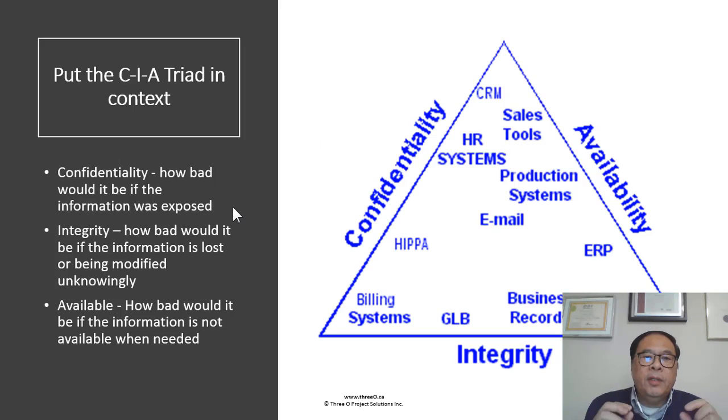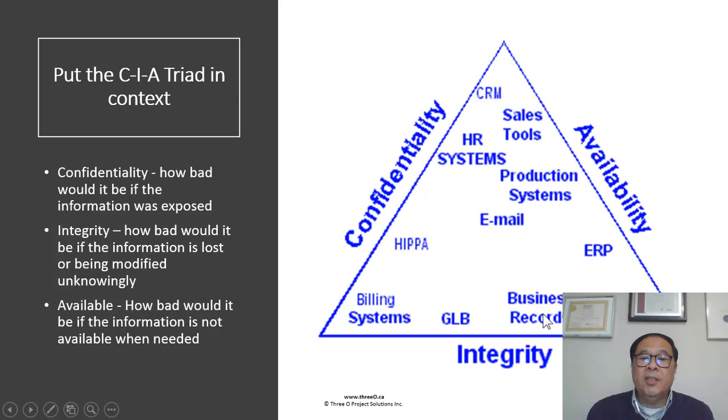Okay, if we put different systems which represent different data in this triangle, I'm just going to give you a few examples. An HR system would definitely have a lot of confidential information you want to protect from unauthorized access. So the idea is, putting in context, how bad would it be if information was exposed? Like Coca-Cola's formula, if it's exposed, then it will be totally disastrous, because Coca-Cola or whatever your company is will lose the competitive edge with that confidentiality being exposed.